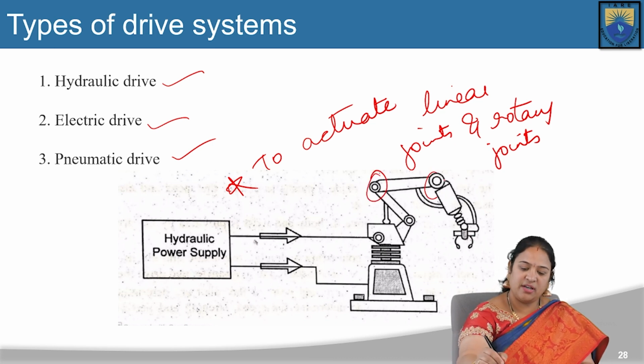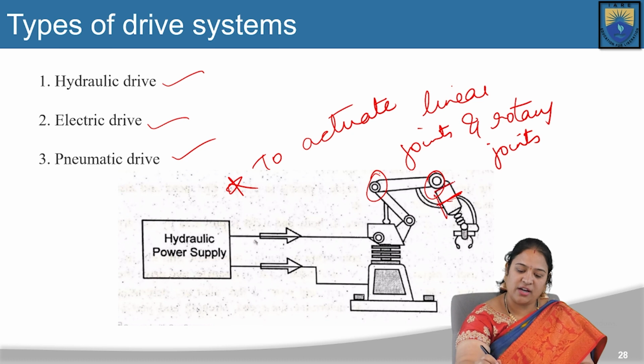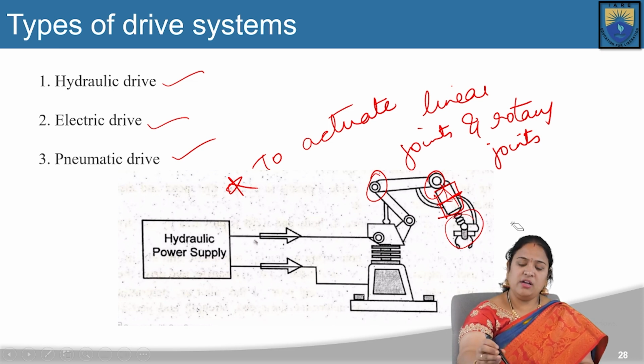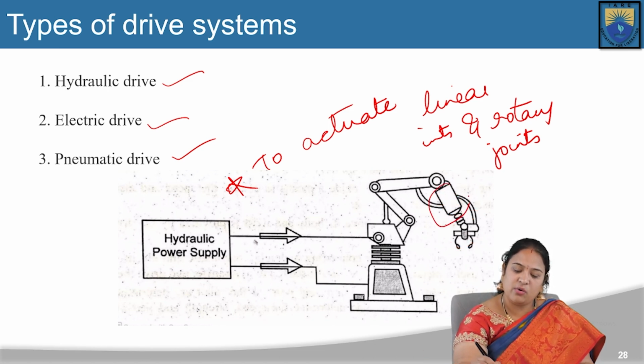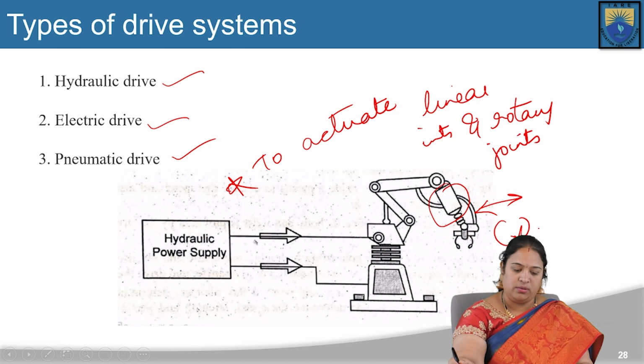We can see here that we are using a hydraulic drive to move this gripper, in linear or rotational motion. The drive systems are required at the joints for the linear or rotary motion of the robot. So here the hydraulic piston has a linear movement.